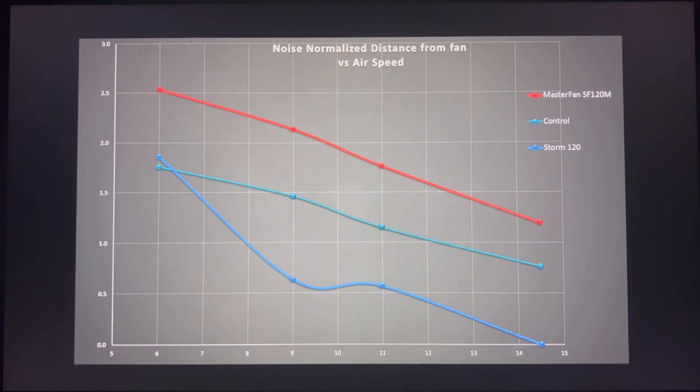So looking closely at the data, we can see that the master fan is a very good performer. It truly outperforms my control fan in this noise normalized result. The Storm, on the other hand, is a very bad performer, and I just wouldn't recommend it for anything larger than a small form factor case.